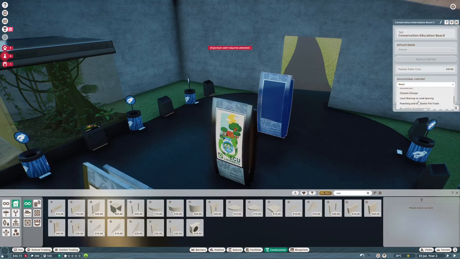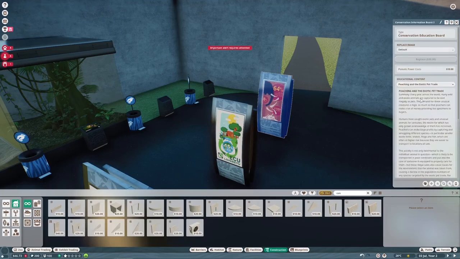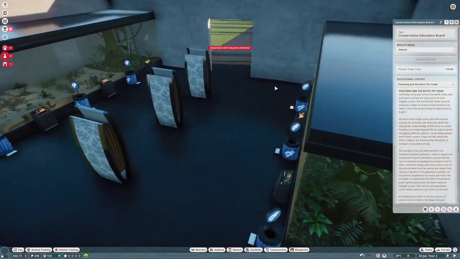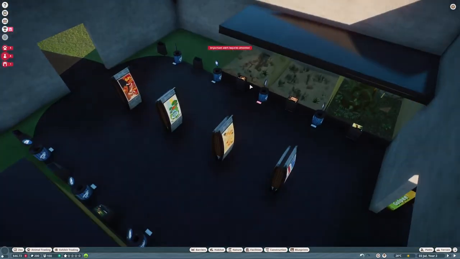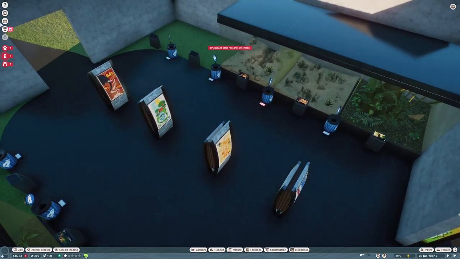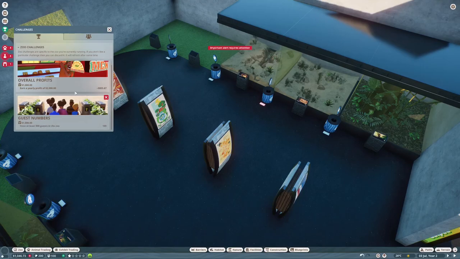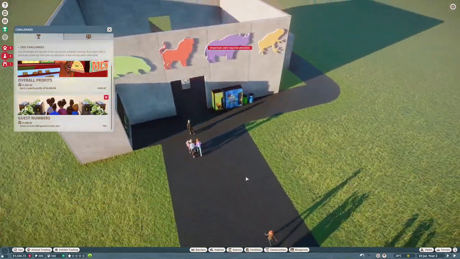Let me see. Poaching and the exotic pet trade. I feel like a lot of these will be like exotic pets. Now, that's our facility. And have we done a challenge? Yes, look at this, beautiful. Adopt and place two different exhibit species. Claim the rewards for that. Let's put us back up to 1,000.